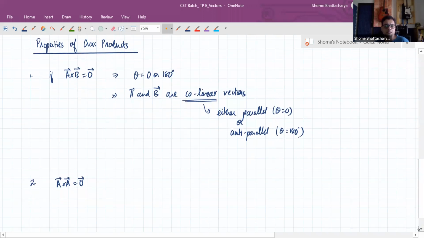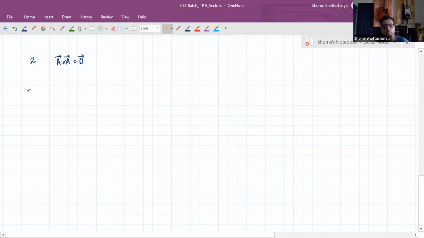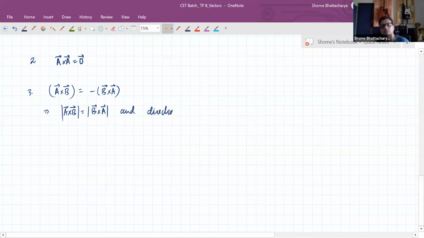Okay, next thing in properties of cross products of vectors, A cross B is negative of B cross A. In other words, A cross B has a magnitude equal to the magnitude of B cross A, and the direction of A cross B is opposite to B cross A. So that's very easy to understand.